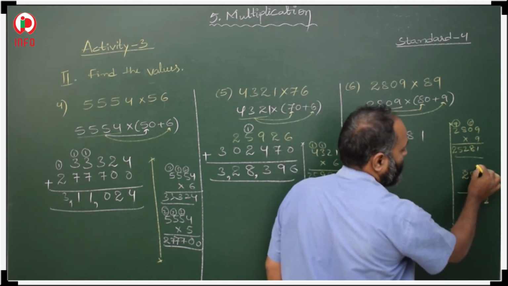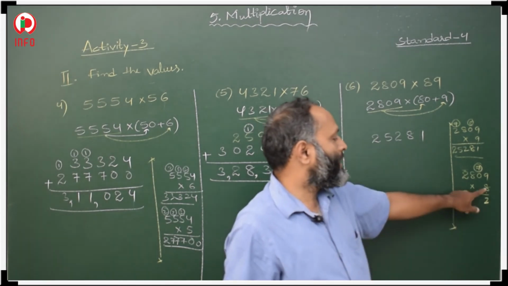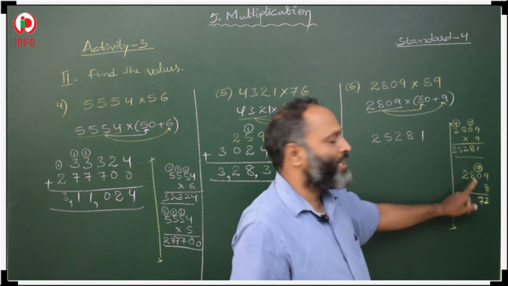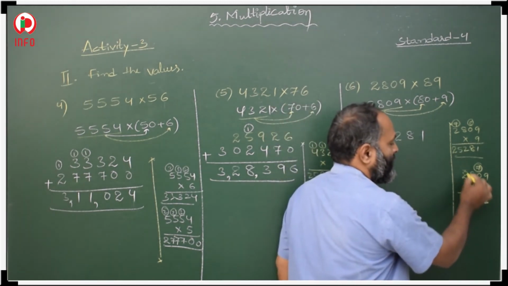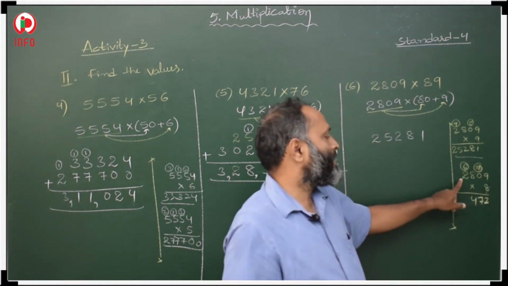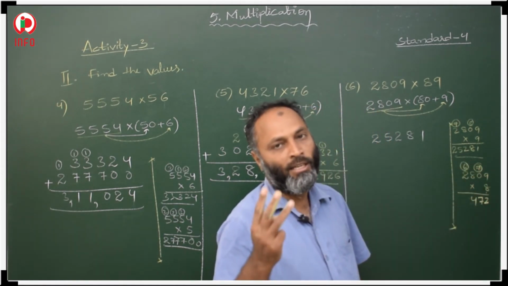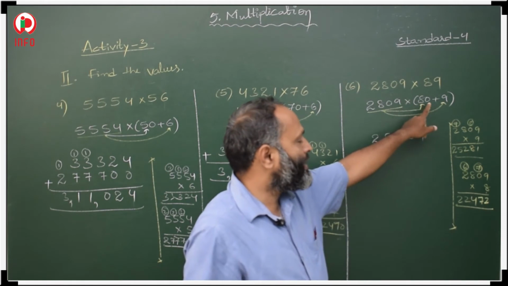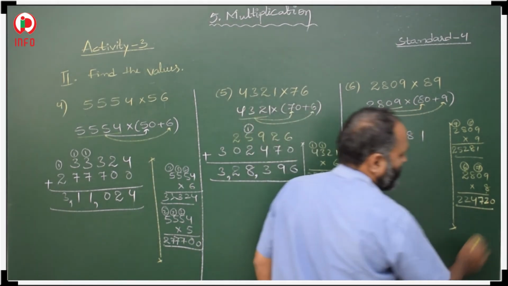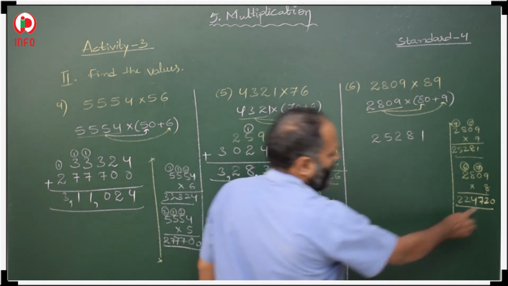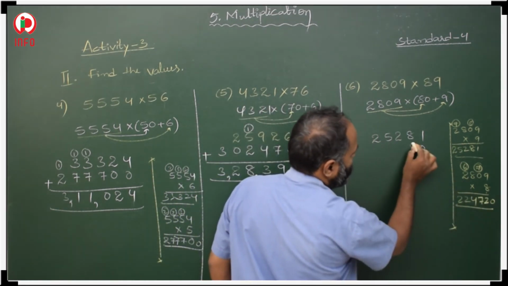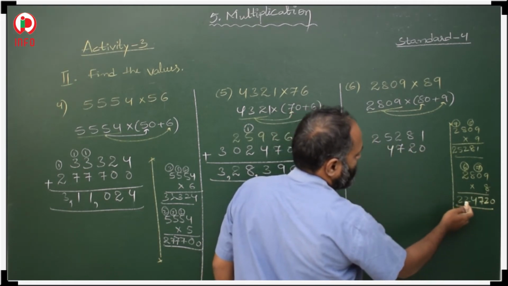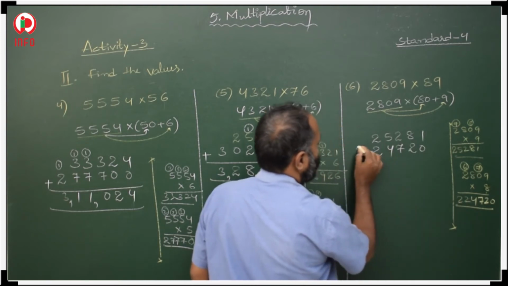Now 8 9s are 72. 72 means 2 here and 7 carry over here. 8 0s are 0. 0 plus 7, 7. Now 8 8s are 64. 4 here and 6 carry over here. 8 2s are 16 plus 6, 22. Here 80 is there, 1 0 is there, so that 0 we have to keep here. Now 0 in ones place, 2 in tens place, 7 in hundreds place, 4 in thousands place, 2 in 10,000s place, and 2 in lakhs place.